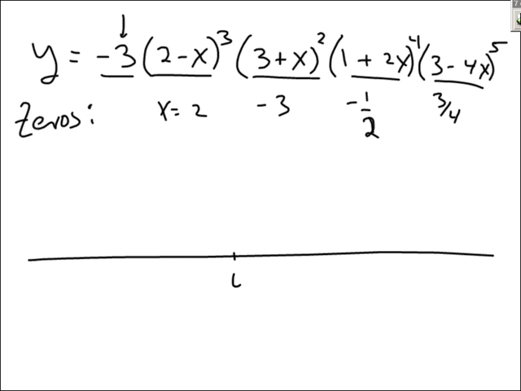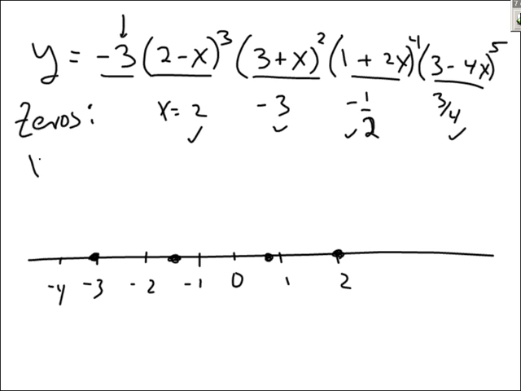We have 0, 1, 2. We have 0 at 2. We have 1 at 3/4. So I did those two. Negative 1, negative 2, negative 3. We have a 0 at negative 3. And we have 1 at negative a half. Those are our 4 zeros.